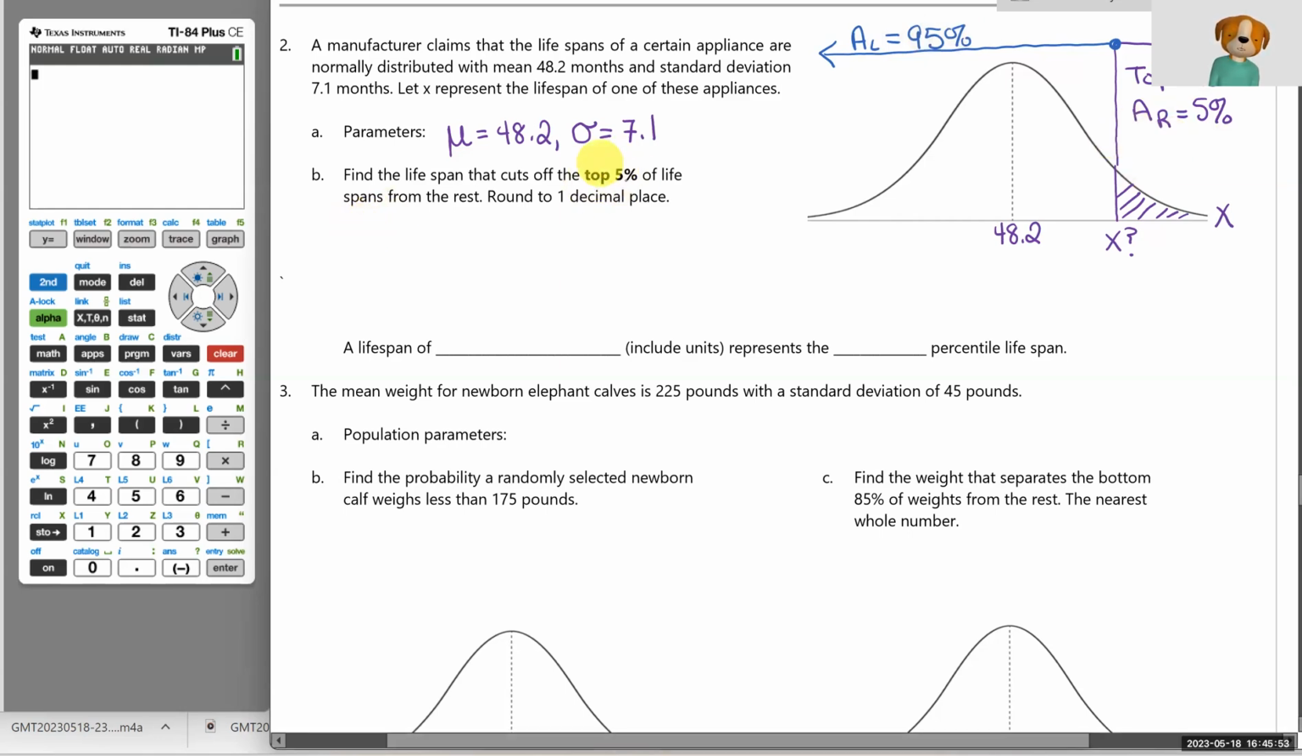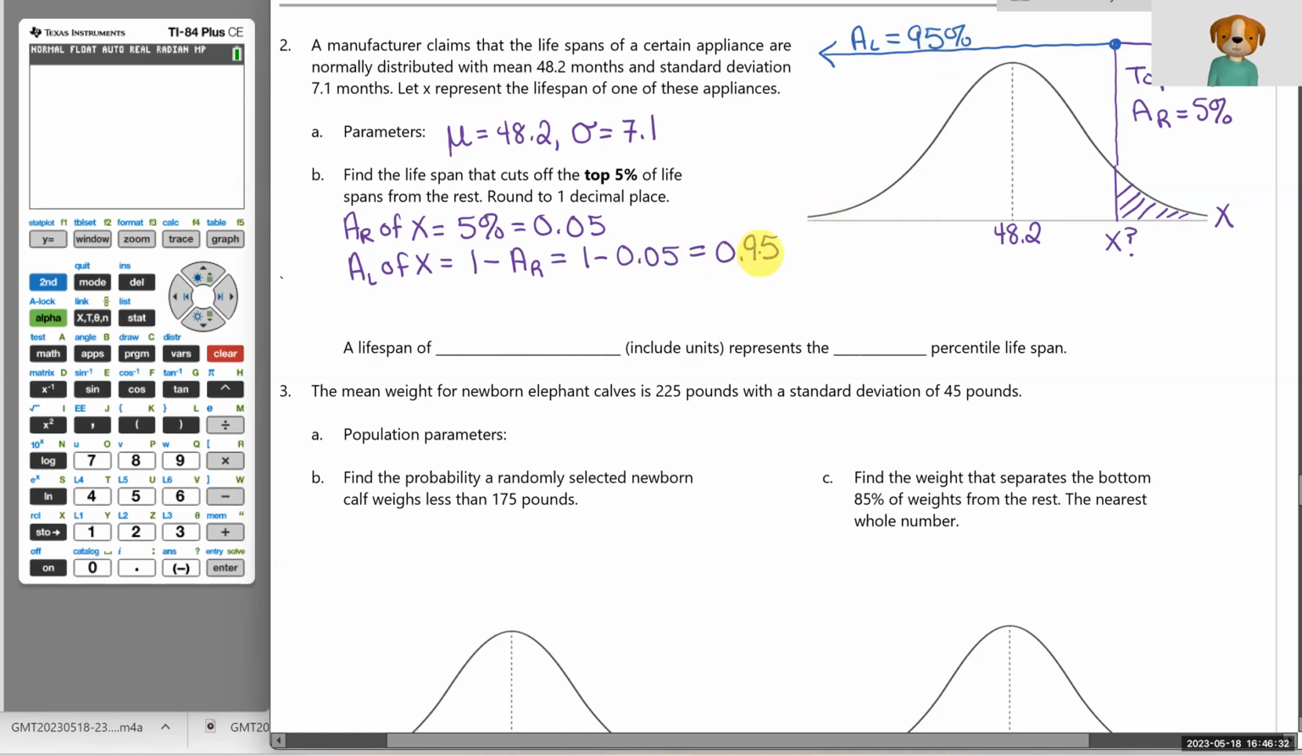So if it says top 5%, it means that the area to the right of the X value we're looking for needs to be 5%, or in decimal 0.05. All right, but to work with inverse norm, we want to know the area left of X. So the rule of complements in decimal form is 1 minus. So if we take 1 minus the area to the right of it, we'll get the area to the left of it in decimal form, and that will be 0.95. So that's our 95% in decimal, 0.95.